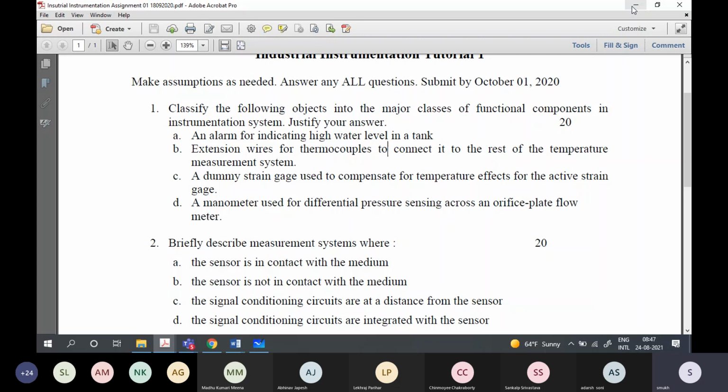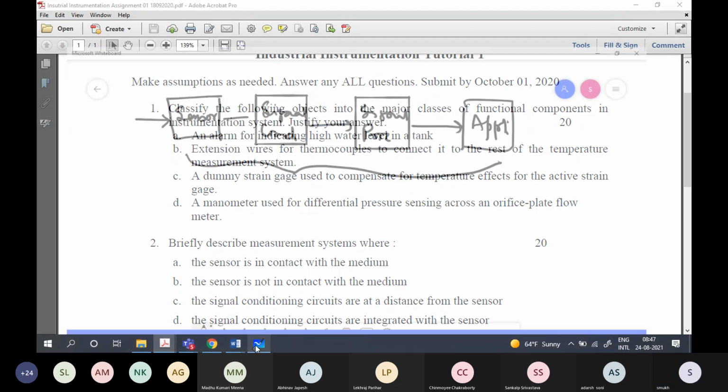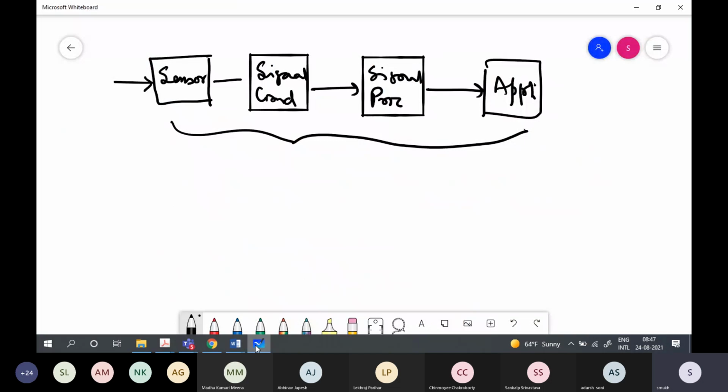So classify the following objects into the major classes of functional components in an instrumentation system. Yes. So, an alarm for indicating high water level in a tank. Which one of these four blocks that I had drawn here is the alarm?